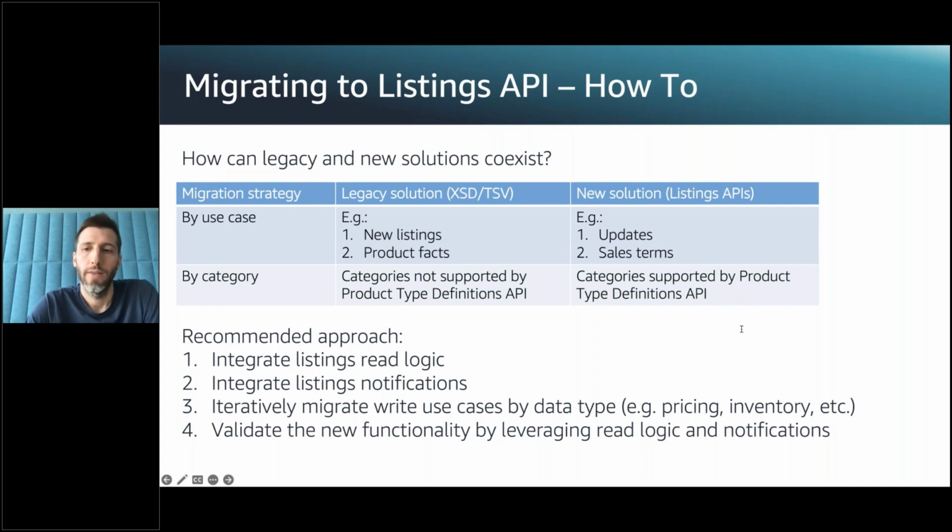Once this is done, the next step would be to iteratively migrate the right logic by use case. For example, start with price and inventory, and then move to a different use case. Having the ability to read listings and receive notifications from Amazon for your submissions will help you validate your implementation and gain confidence. You can run shadow testing to validate the new functionality and then move to the new use case.